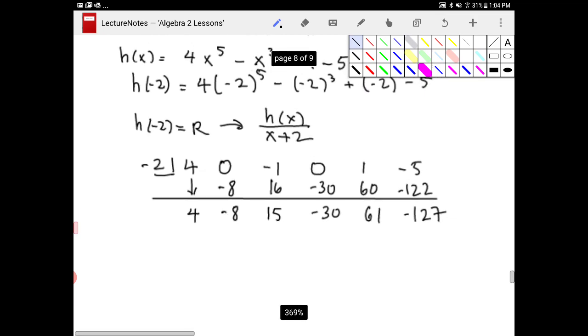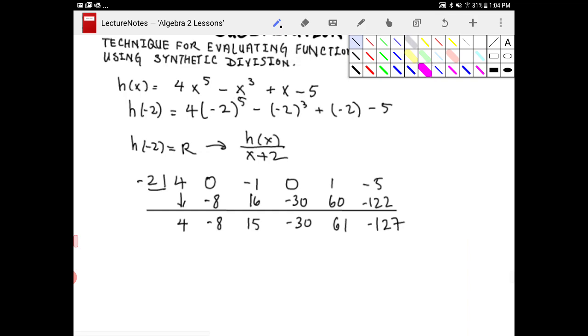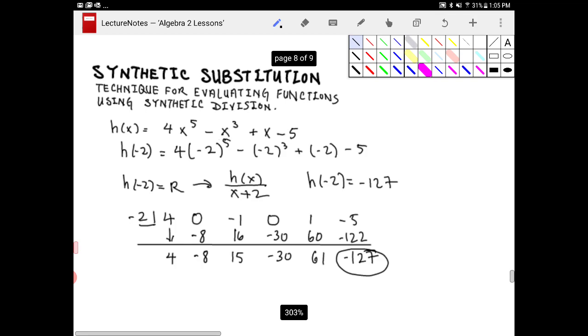-127. So I don't really care what the quotient is, but this, as it turns out, will be our remainder. Therefore I can say h of -2 is equal to -127. You may be wondering, we figured out the remainder without having to go through substituting and replacing x with -2.